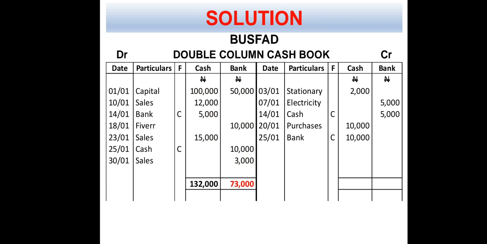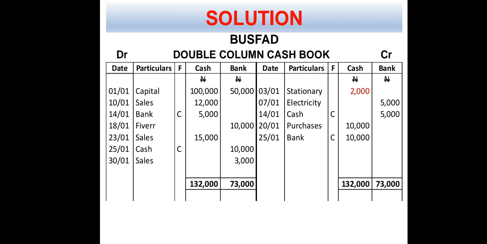Now let's look at the credit side. If we look at it, we can see that the value at the credit side is less than the value we are having at the debit side. So since the value of the debit side is bigger than the credit side, we write the same value at the two sides, 132,000 and 73,000.